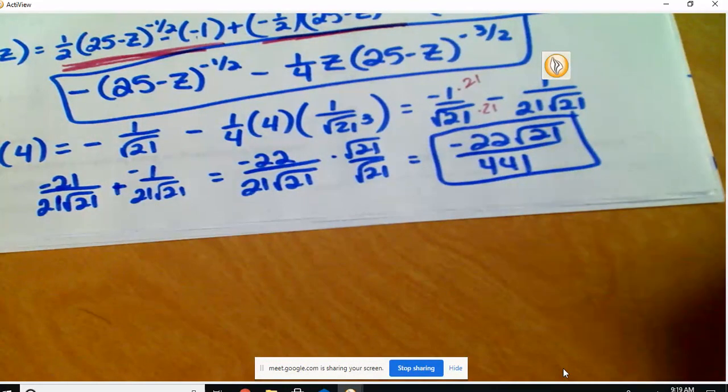So definitely an ugly problem. Probably wouldn't give you one quite that ugly, maybe with quite so many radicals, or I might not ask you to simplify it entirely on the final. But it is all stuff that we've done before. So find that second derivative and then plug in your value. Questions there?